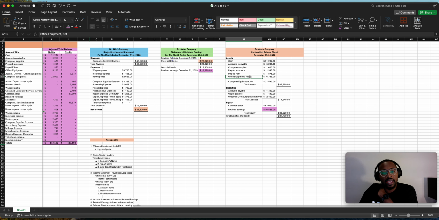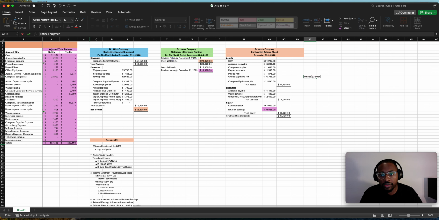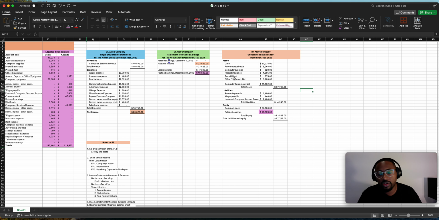Now, some professors may say net it like this. I like it like this because it's cleaner. Or some professors may have you write out the office equipment, then put the accumulated depreciation, or actually put less accumulated depreciation, and they will want you to itemize it like that, either by two lines or by one. I think, as you can see, one looks a lot cleaner than two. But I just wanted to throw it out there. Depending on your professor, they may go either way. But this should be sufficient. This obviously shows that you know what you're doing.